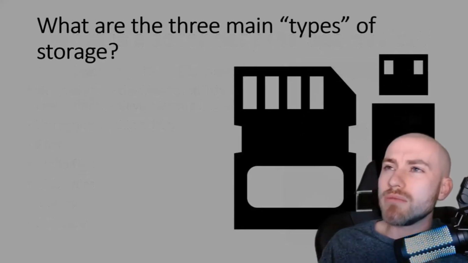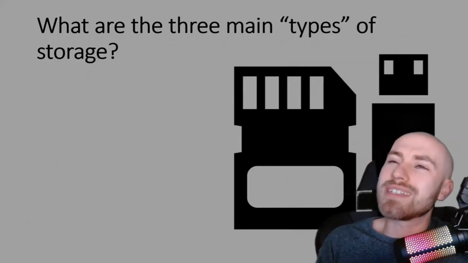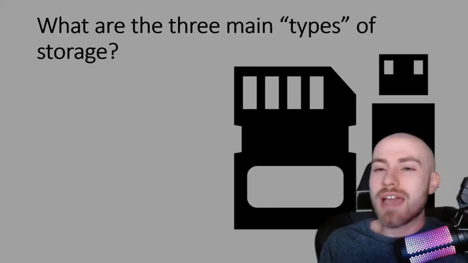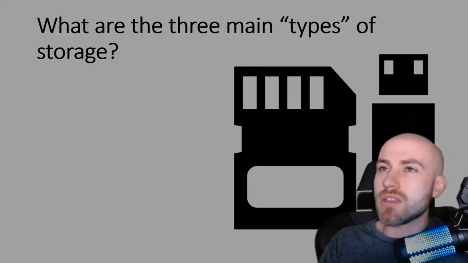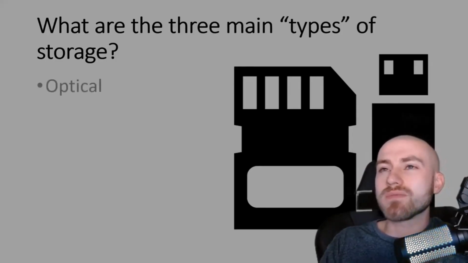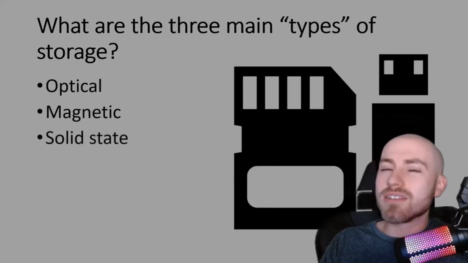Alright, so when we talk about storage, they like to ask about the different types of storage. Sometimes which one's the most suitable for a situation. So these are the 3 main types of storage. We've got optical, we've got magnetic, and solid state.